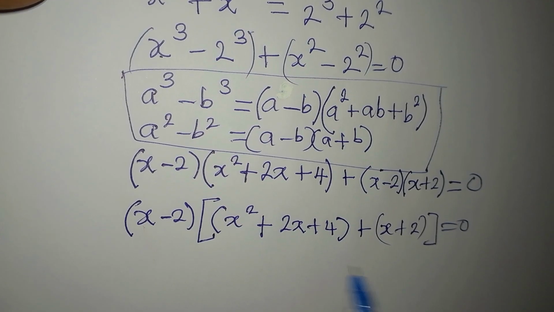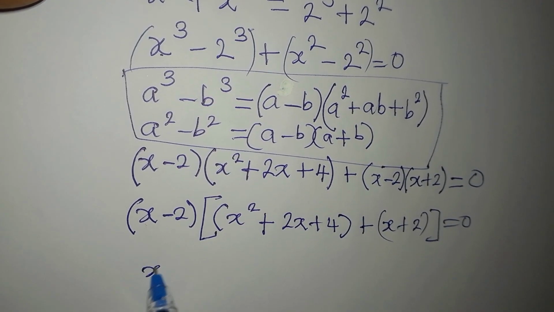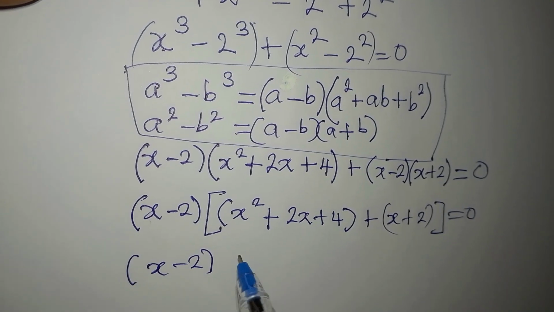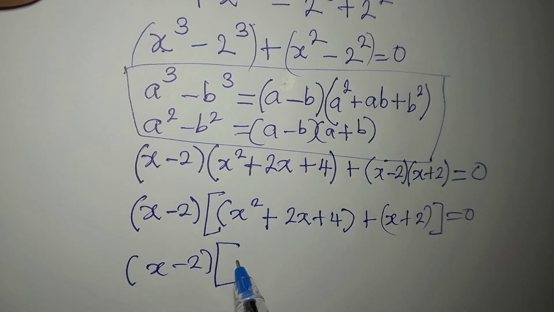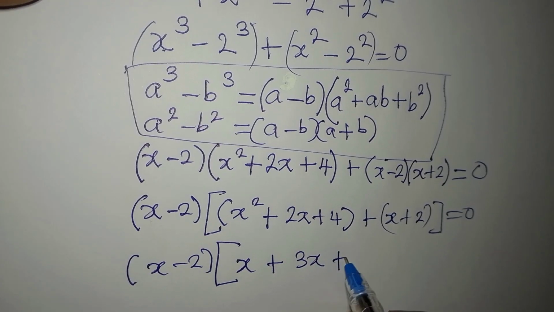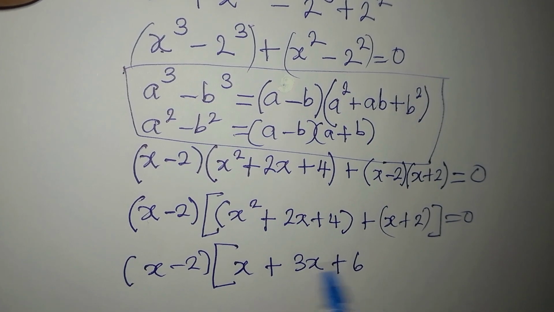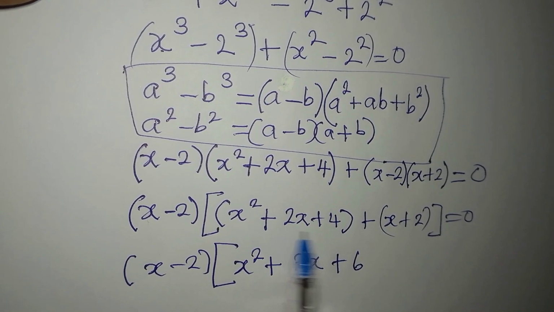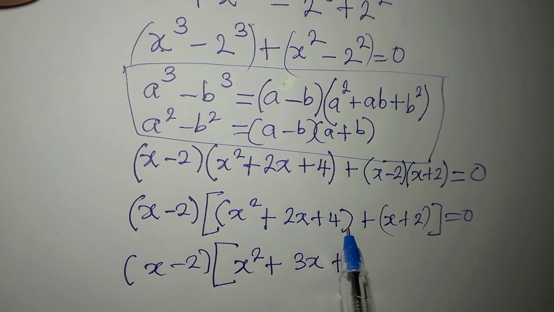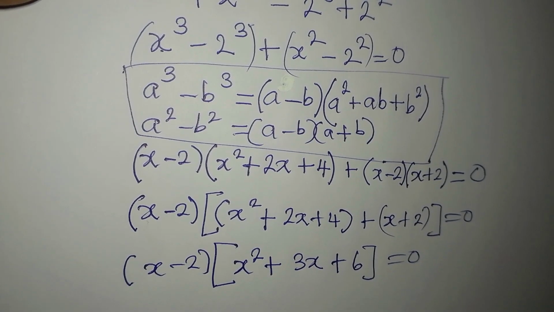Now from here, the terms in the bracket, we're going to bring them together. So x minus 2 is still a common factor. Here we have x squared plus 3x plus 6. How did I get a 6? x squared will come out. 2x plus x is 3x. Then 4 plus 2 is 6. Then close this and equate to 0.